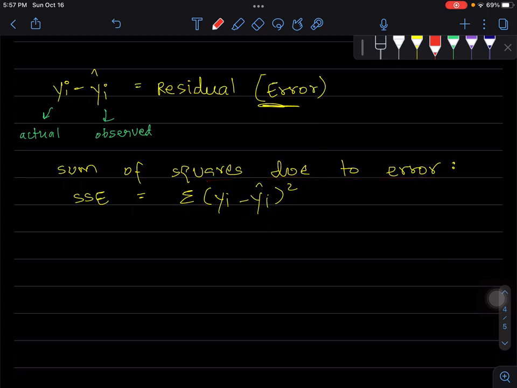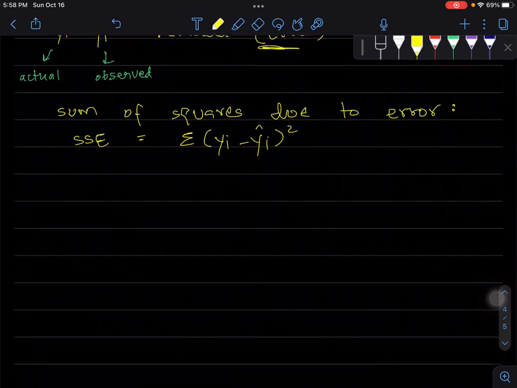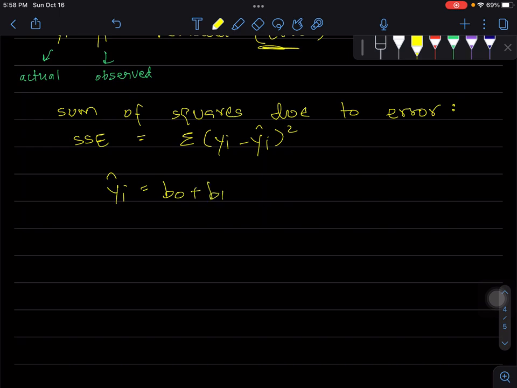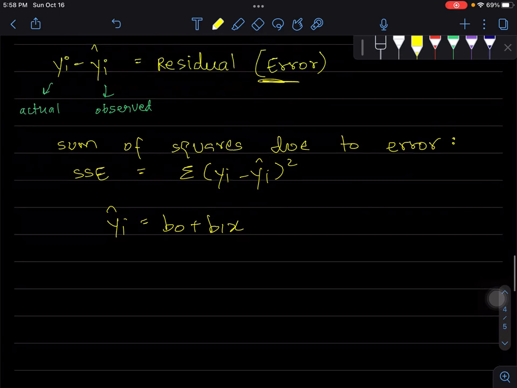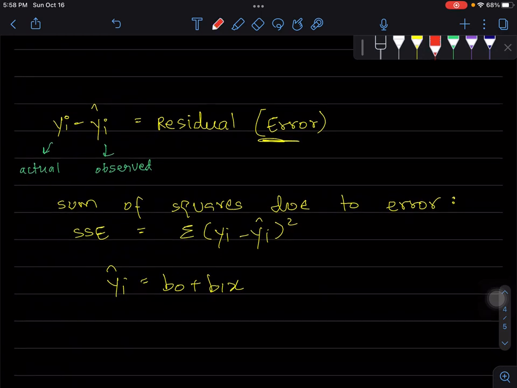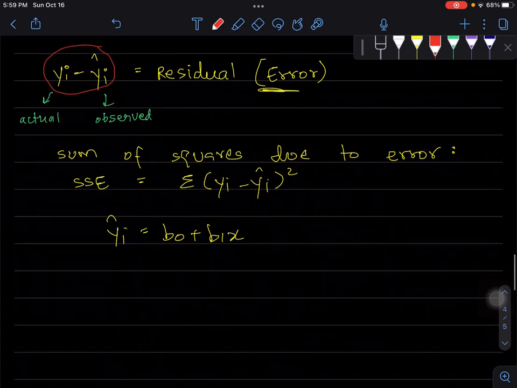And what it tells us is that it is a measure of the error in using the estimated regression equation, which we've seen a lot of times now. When we use that equation to find the values of y, how much the error is going to be, SSE measures that. Now, we are finding this difference between yi and yi hat, and it's called sum of squares due to error.